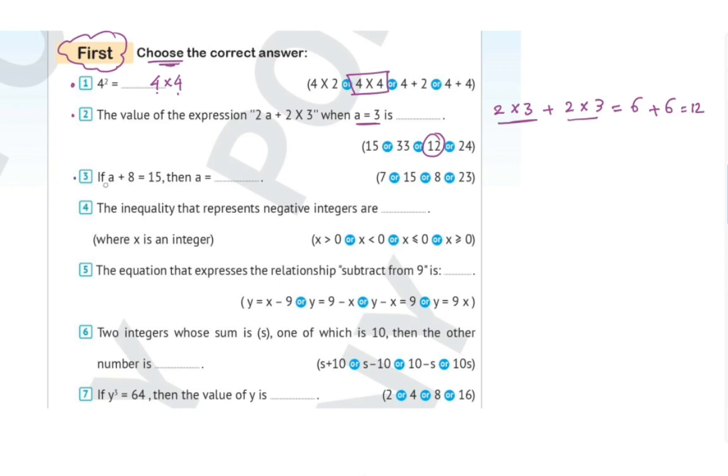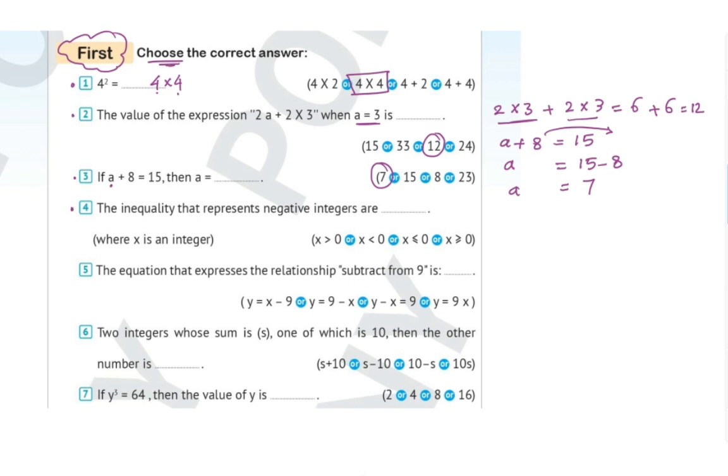Point 3. If a plus 8 equals 15, then a equals what? Now we have an equation. To solve this equation, I need to put a alone at the left side. I have a plus 8 equals 15. Send the 8 to the other side. That means a equals 15, but when you move plus 8 to the other side, it will be minus 8. So a equals 15 minus 8 equals 7.